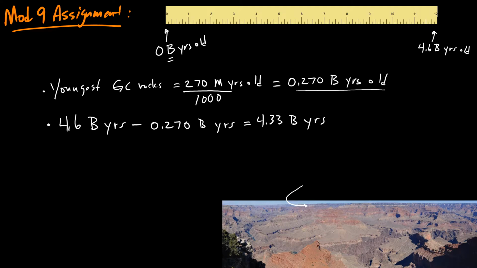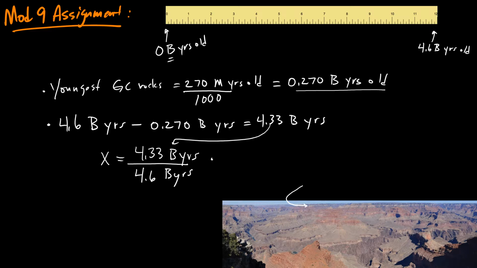Then we do a little algebra to determine where on this 12-inch timescale that number lives. And that equation looks like this. It's in the instructions, it's given as the variable x. We take our new number here, 4.33 billion years, divide by the total age of the Earth, 4.6 billion years, and we multiply by 12 inches, and that turns out to be about 11.3 inches.